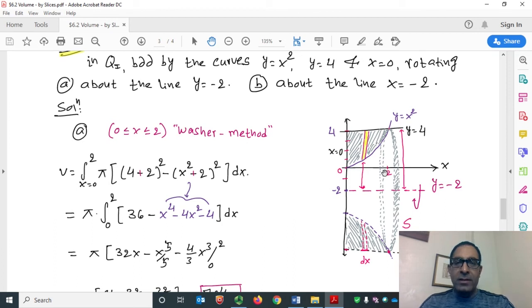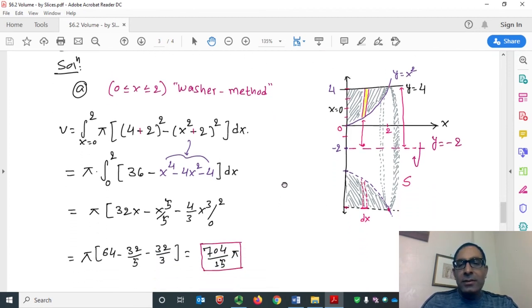Then I need to find the outer radius and the inner radius. The outer radius is the distance from the axis of rotation to the outer curve. So the distance from here to here is 4 and then 2, 4 plus 2, 6. And the inner radius is the distance from the axis of rotation to the inner curve. So from here to here, from y equals -2 to the x-axis, is 2. And then from the x-axis to the inner curve, which is simply y, is x squared. So x squared plus 2 is our inner radius. Okay?